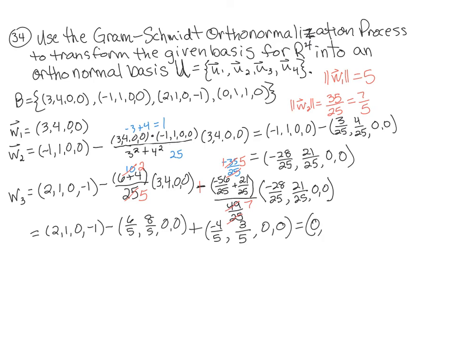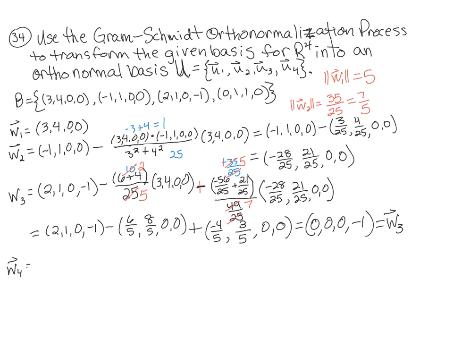Next, 5/5 minus 8/5 is negative 3/5, plus 3/5 gives me a 0. Then I have 0 minus 0 plus 0. Oh, gotta love it, right? Last, I have negative 1 minus nothing, and that gives me negative 1. So W3 is already normalized, and it's very pretty, isn't it? One more, W4.